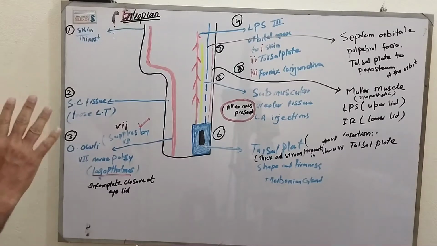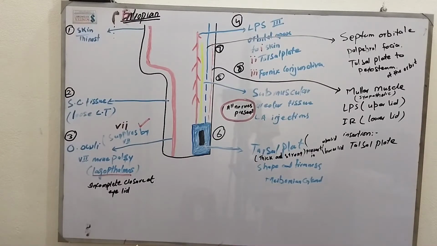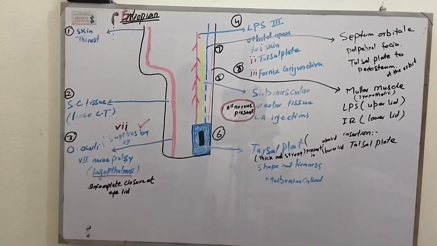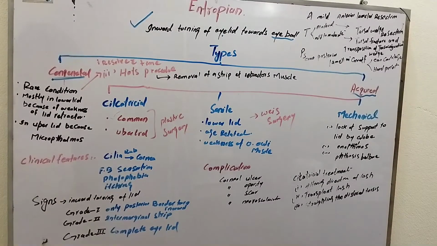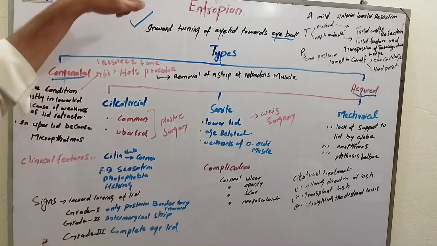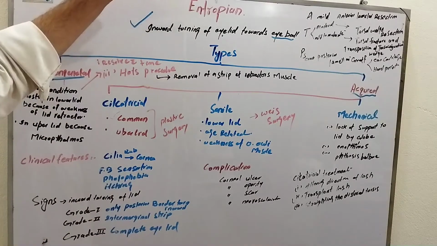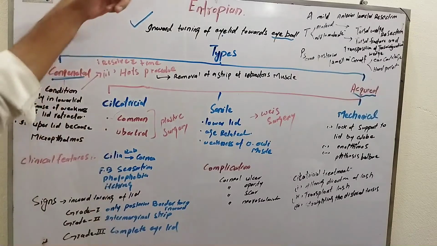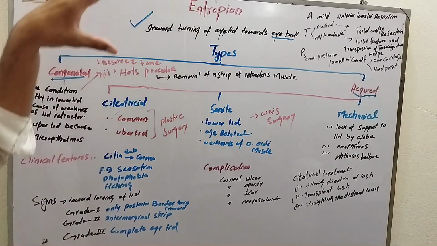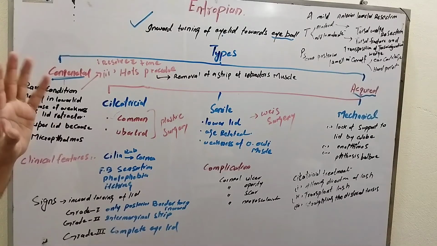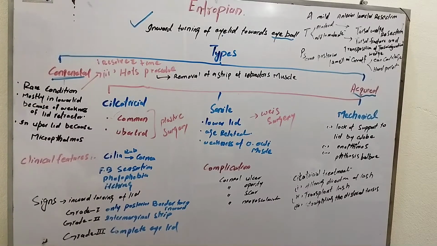Now we are going to explain entropion. Now it will be easy for you to understand entropion. We will explain what entropion is, what the causes of entropion are, and what the treatment of entropion is. Let's go towards entropion. Student, I have explained the anatomy of the eyelid. If you have understood it, then this topic is so much easier for you because it is totally related to the anatomy of the eyelid.